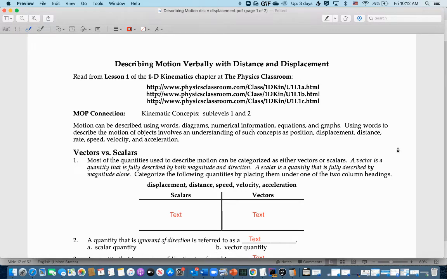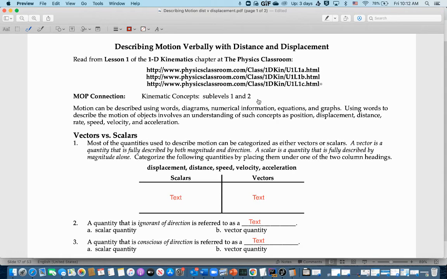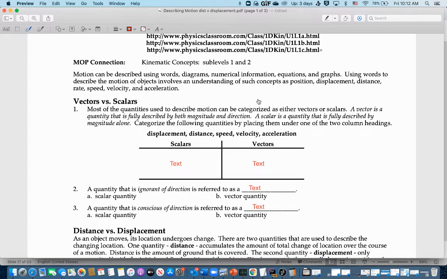Okay, so we are going to go ahead and do some examples of distance and displacement. This worksheet comes from The Physics Classroom. This is a great resource if you want to get more in depth and see a couple more examples, helping you understand and see this here. So again, we're focusing strictly on distance and displacement.